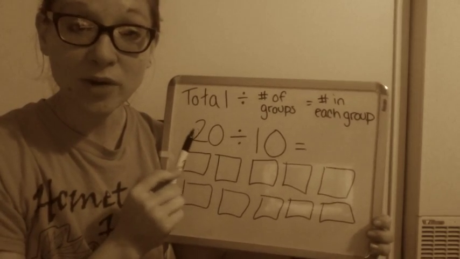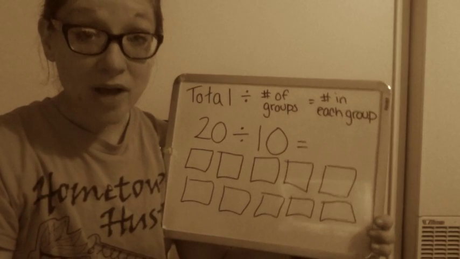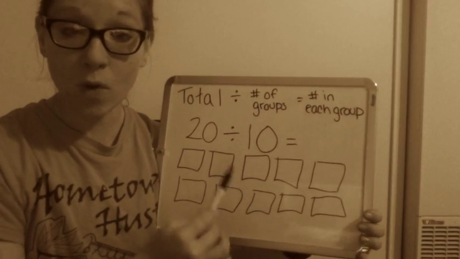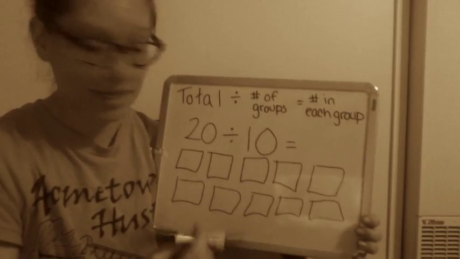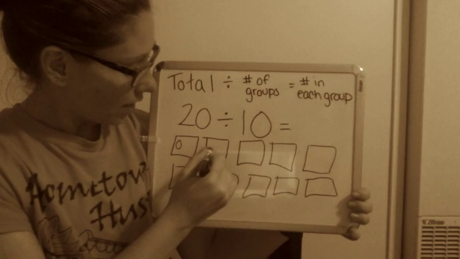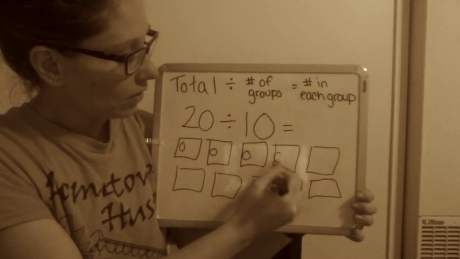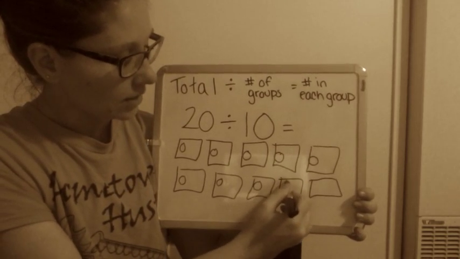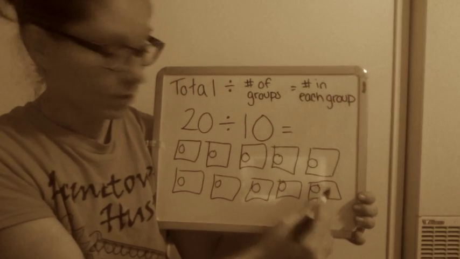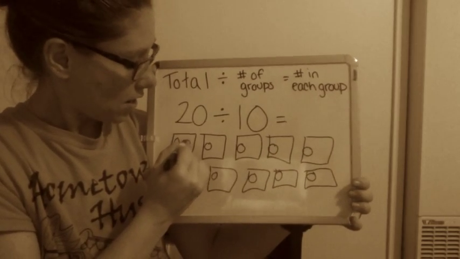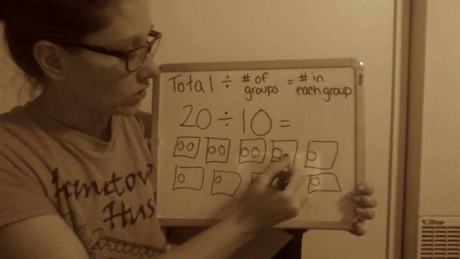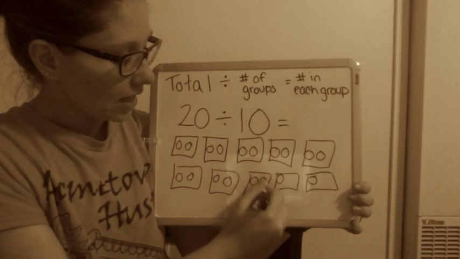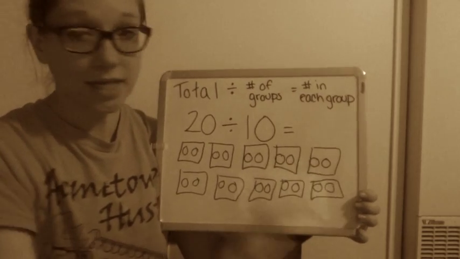Now we want to put 20 cookies in the bags. But we want each bag to be equal, that fair share. So we're going to put 1 in each bag until we get to 20. Ready? Go. 1, 2, 3, 4, 5, 6, 7, 8, 9, 10. Keep going. Back to the beginning. 11, 12, 13, 14, 15, 16, 17, 18, 19, 20, stop.